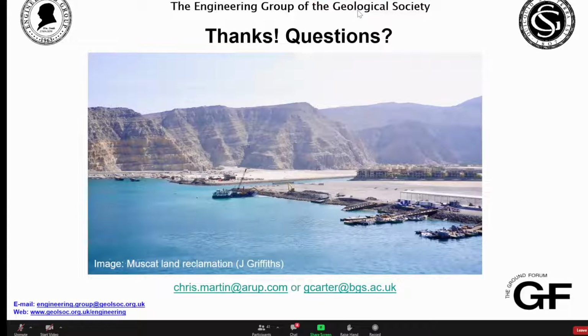Right, okay, I'm going to stop sharing just so I can see who's on the participants. That's okay. And a couple of hands have gone up already. So I can see Tim first.